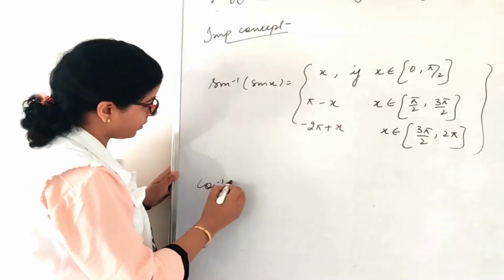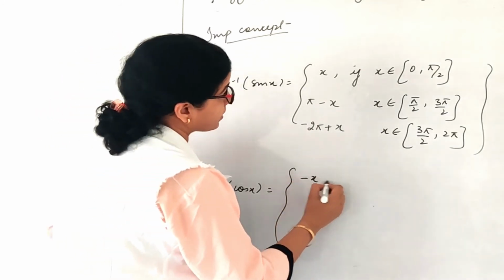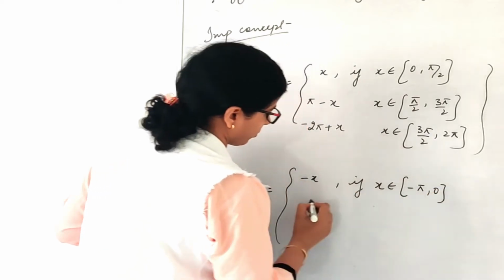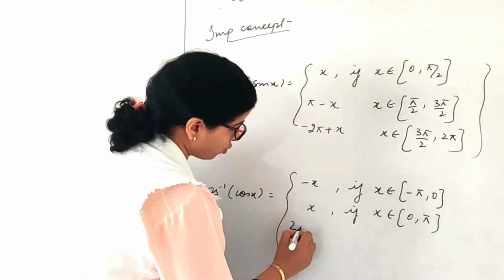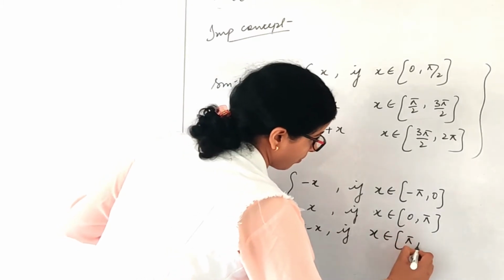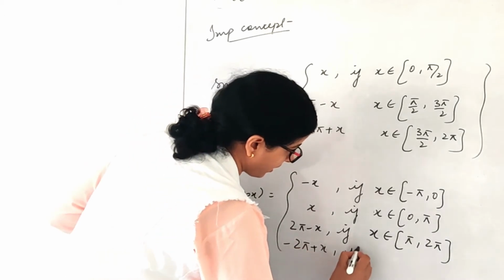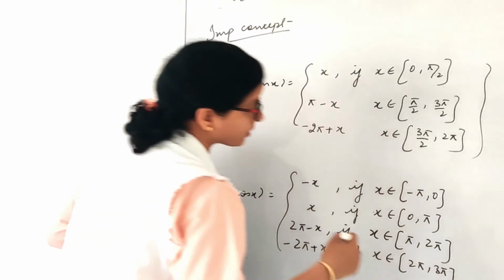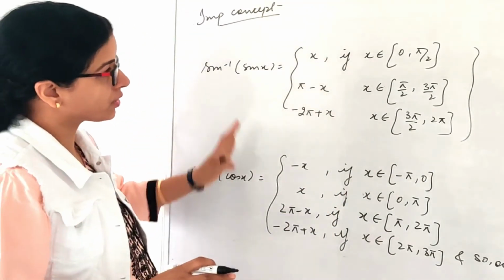Cos inverse of cos x equals minus x if x belongs to minus pi comma 0; x if x belongs to 0 comma pi; 2 pi minus x if x belongs to pi and 2 pi; and minus 2 pi plus x if x belongs to 2 pi comma 3 pi. This all we have discussed in inverse trigonometric functions. So if you remember this part, it will be easier for us to do the questions.